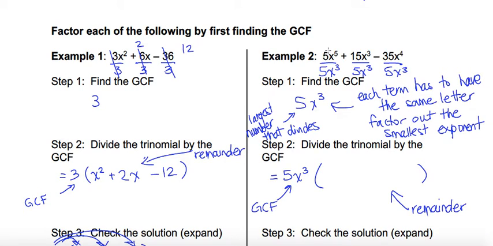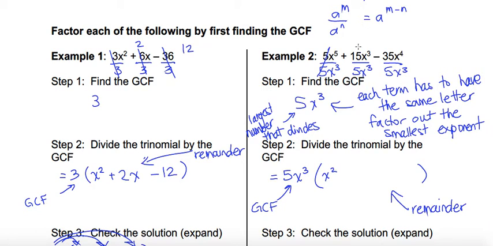So 5 divided by 5 is 1. And x to the power of 5 divided by x to the power of 3. So this is where those exponent laws come in handy. So if you have an exponent that has the same letter, so the bases are the same, but the exponents are different, you subtract your exponents. So this becomes x, and then 5 take away 3 is x squared.